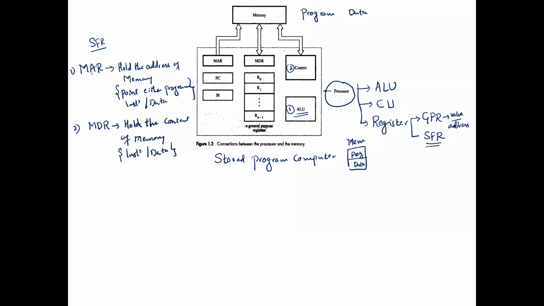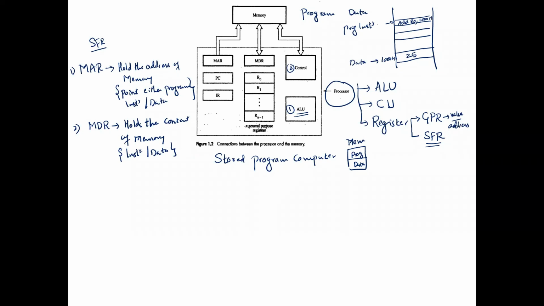Now, don't get confused between MAR and MDR. Say for example, I will draw a memory. Inside this memory, we have program as well as data, right? I will write one data, something like 25. So this is a value, and I will write ADD R0, comma, 1000H. This is a program instruction. And the address location of the value is 1000H.